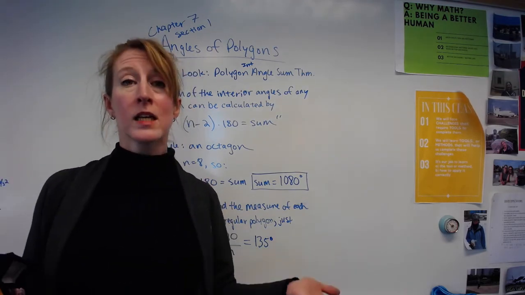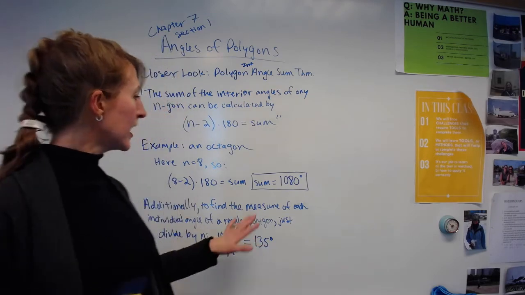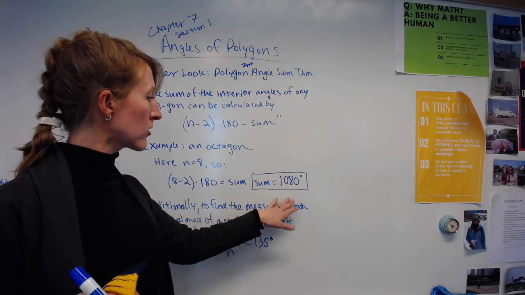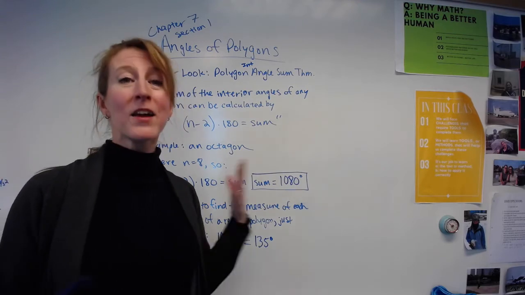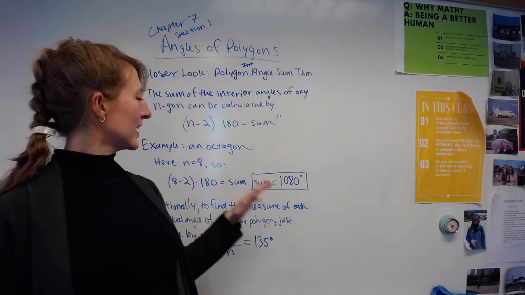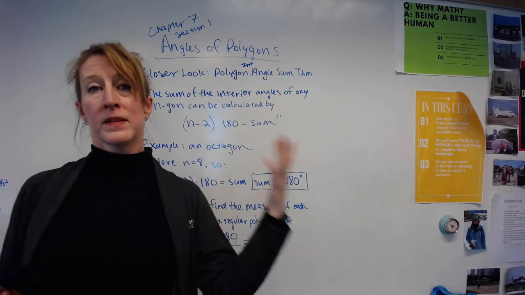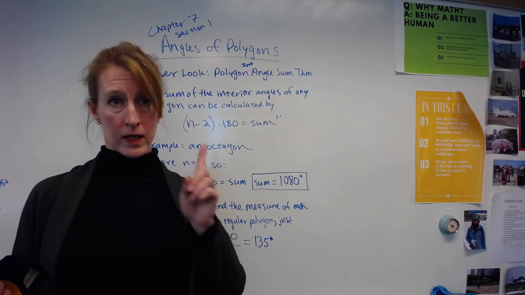Finally, we can use this tool, if given the interior angle sum, or even the individual angle, to find the original number of sides. And we'll do that next.